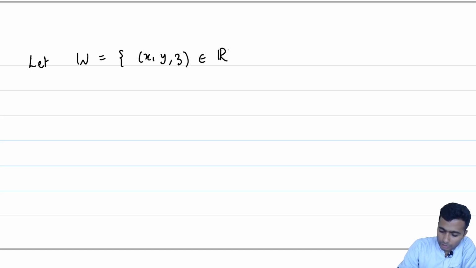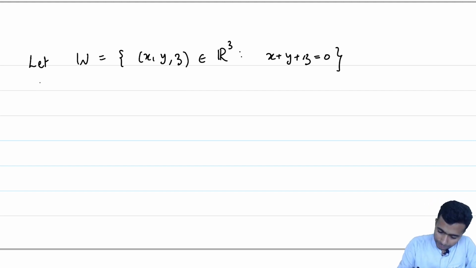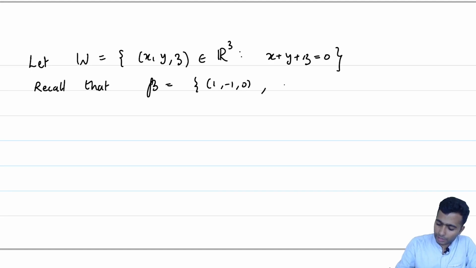So, for example, recall that we were looking at this example: let W be the set of all (x, y, z) in R^3 such that x + y + z = 0. This is a subspace of R^3, and by one of the theorems we have proved already, a subspace is a vector space. And we did find a basis for this vector space. So, recall that beta equal to {(1, -1, 0), (1, 0, -1)} is a basis of W.